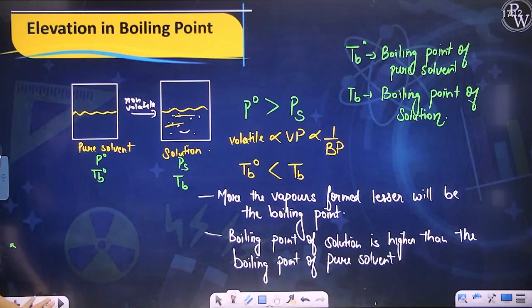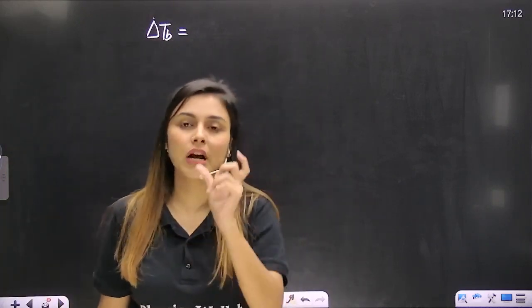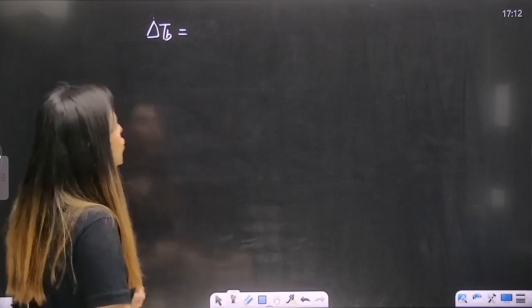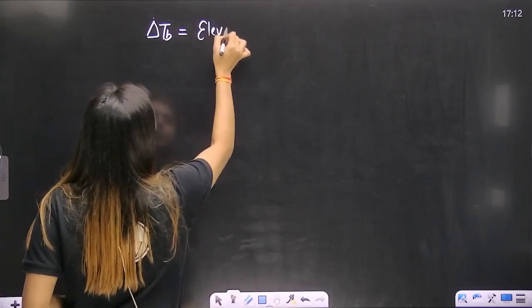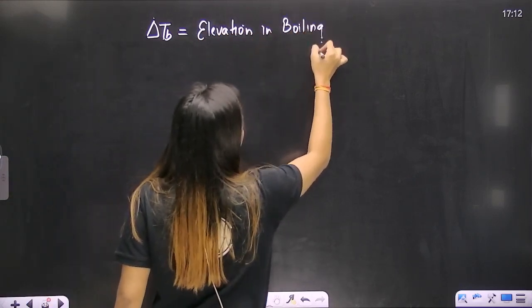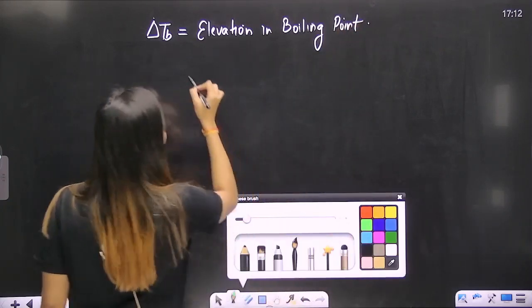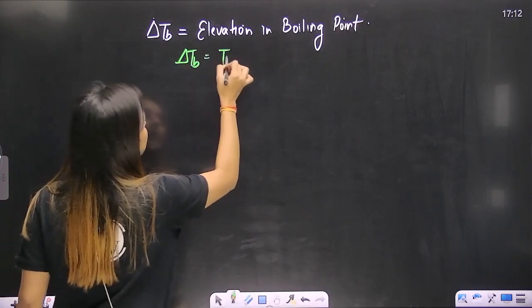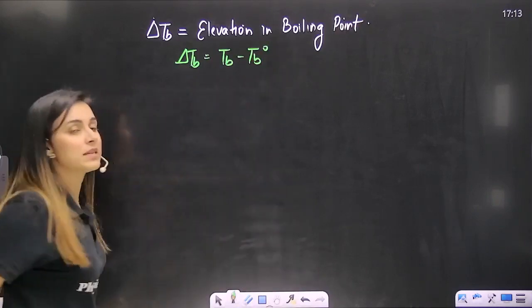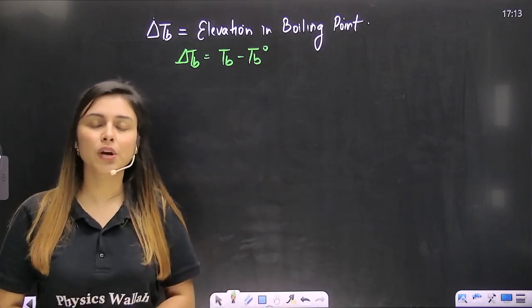Very good. Now, my dear students, let delta TB be the elevation in boiling point, that is, how much elevation has taken place. So delta TB is the elevation in boiling point. Also, I know that delta TB will be equal to TB minus TB naught, because TB is greater. So TB minus TB naught will be equal to the elevation in boiling point.